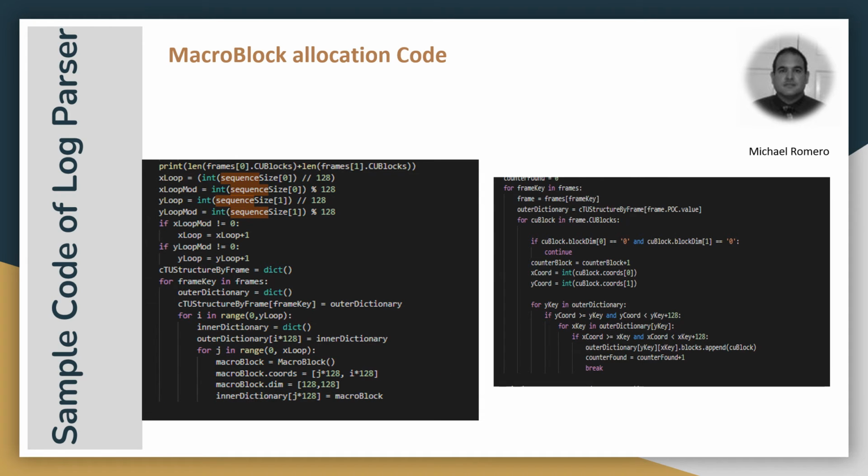The first code section generates a double dictionary structure that stores all of the macro block information. Macro blocks are 128 by 128 sections in raster order over the frame. So there is a predictable outer dictionary index that is related to the y-axis and an inner dictionary index related to the x-axis. The second code section sorts the coding unit blocks inside its related macro block entry in the dictionary so that the partitioning quad tree can be generated.